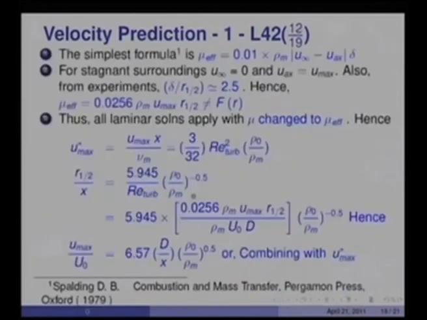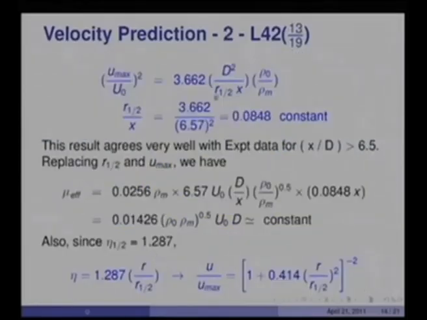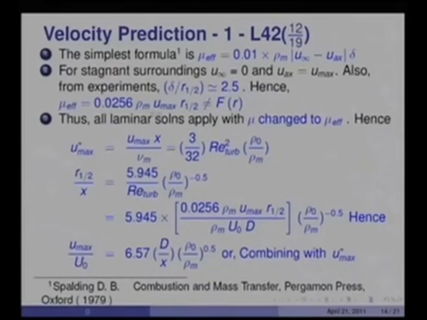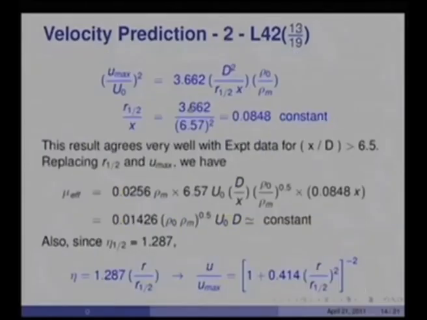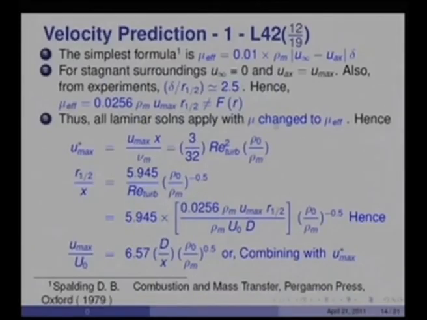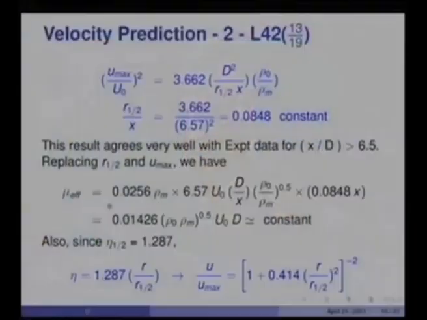Now, replacing r half and u max, we would have mu effective equal to 0.0256. Remember, I am replacing u max in terms of u naught d by x. In fact, you can see u max is inversely proportional to x, and we just showed that r half is directly proportional to x, and therefore, mu effective is not at all a function of x. In fact, it is absolute constant, and that is why our replacement of mu to mu effective is perfectly valid. All we are saying is a turbulent jet is simply a laminar jet with a much more augmented viscosity, which is constant.